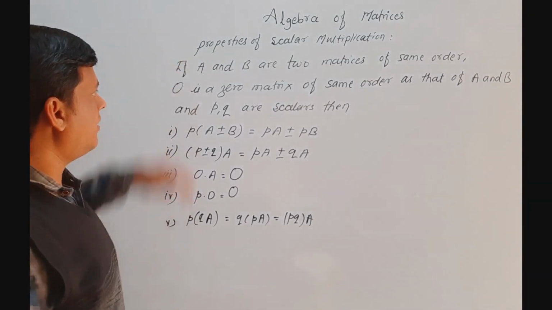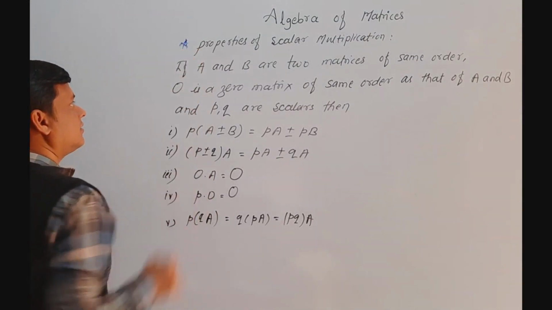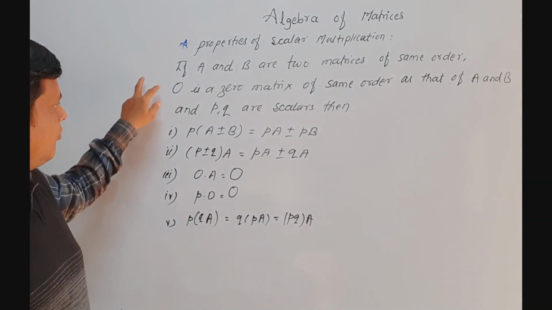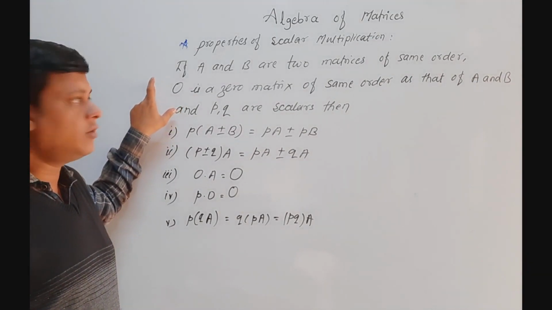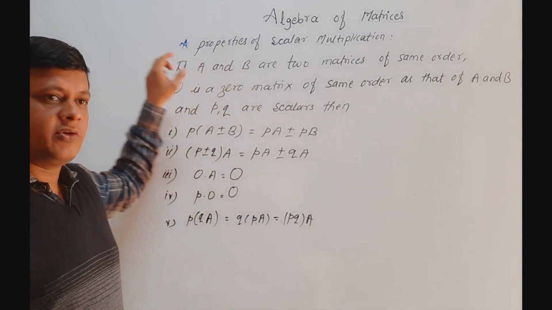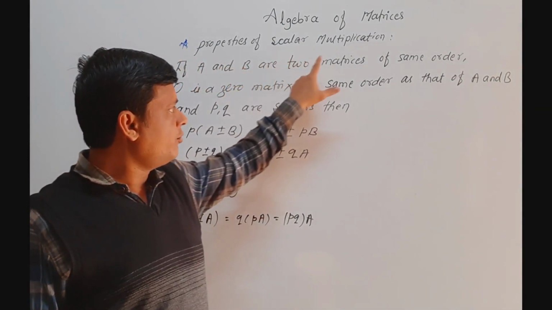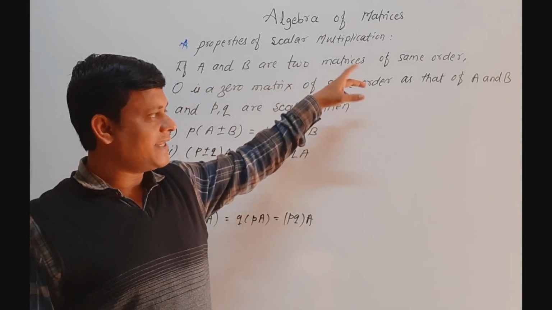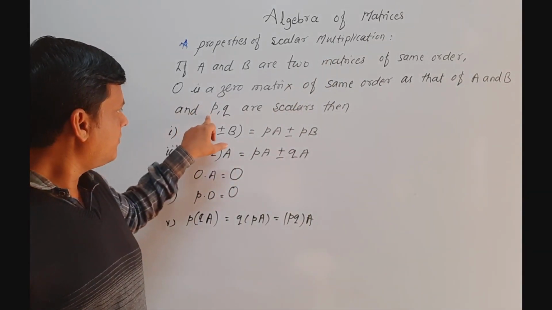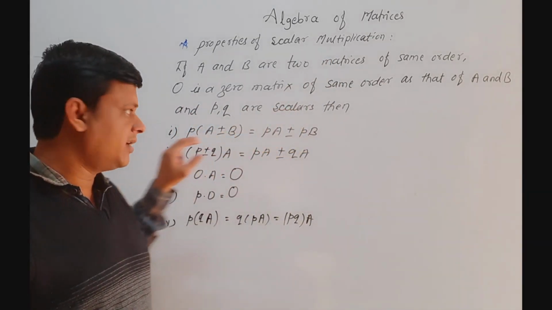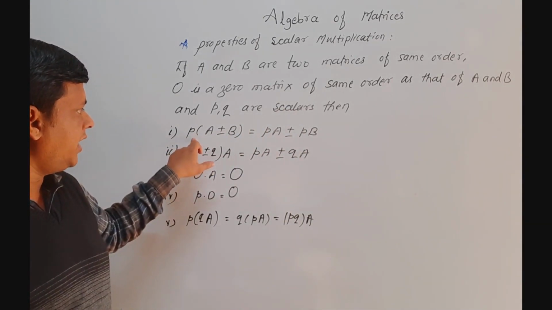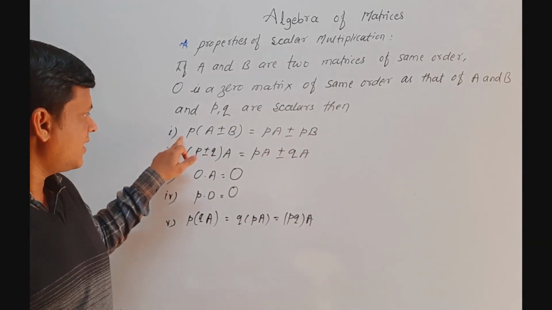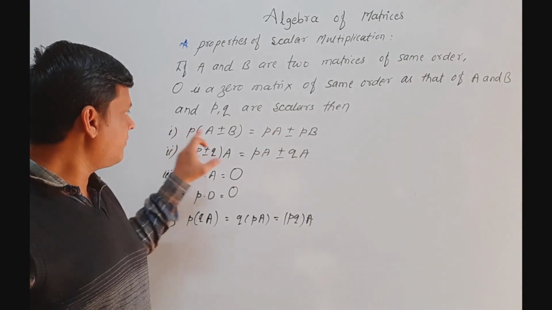Now see the next topic, properties of scalar multiplication. Here we consider two matrices of the same order and one more matrix, the zero matrix, which is also of the same order as matrices A and B. So we write: if A and B are two matrices of the same order, O is a zero matrix of the same order as A and B, and small p and q are scalars, then, first property, p into A plus or minus B equals pA plus or minus pB. That means the scalar p is distributed over addition or subtraction of two matrices.